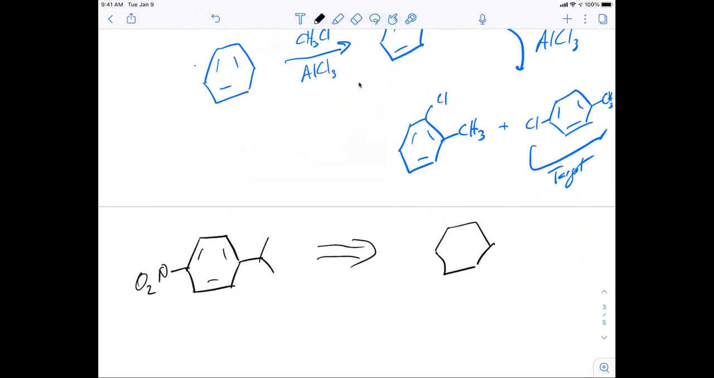And this one, I'll give you a little time to write down what you know about it. So think about what's being substituted in there and how you're going to go about it. See if you can come up with a synthesis. Let's take 45 seconds.